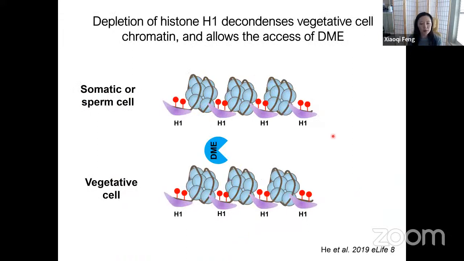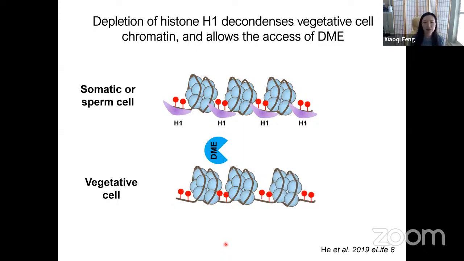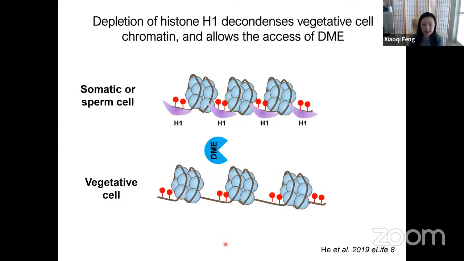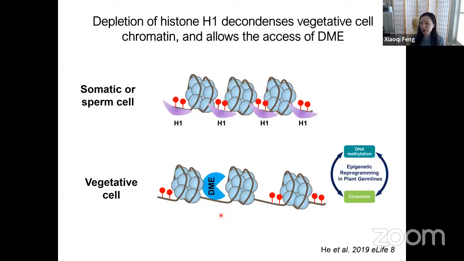So for example, we found that the linker histone H1, which binds to the linker DNA between nucleosomes, is specifically depleted in the vegetative cell. And our work demonstrated that this H1 depletion decondenses the vegetative cell chromatin and facilitates the access of a DNA demethylase called Demeter to access the DNA and demethylate. And I show this because I think this is a nice illustration of how the studies of DNA methylation and chromatin are very well interconnected.